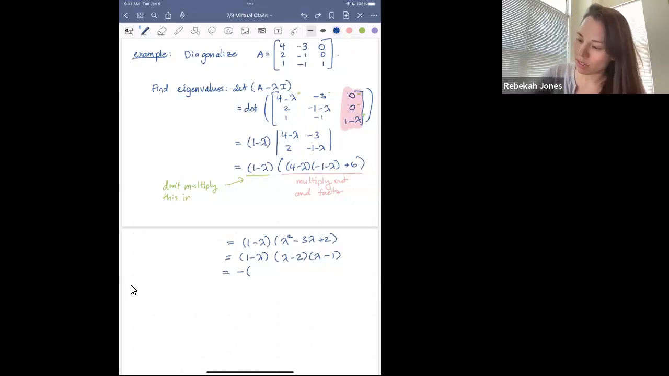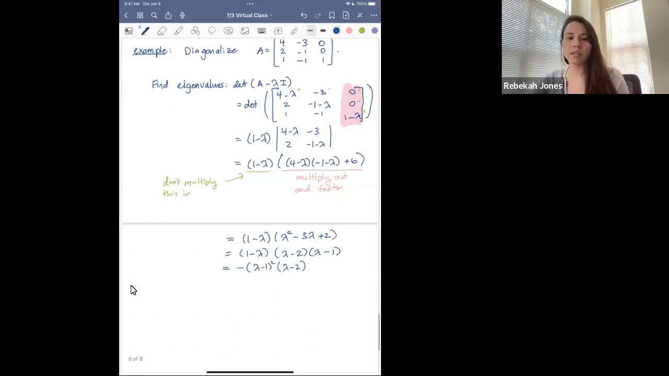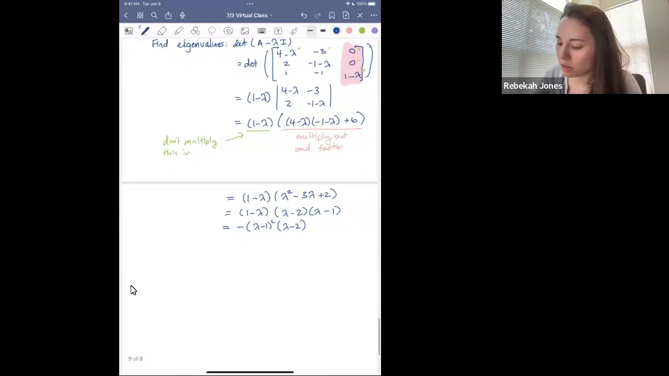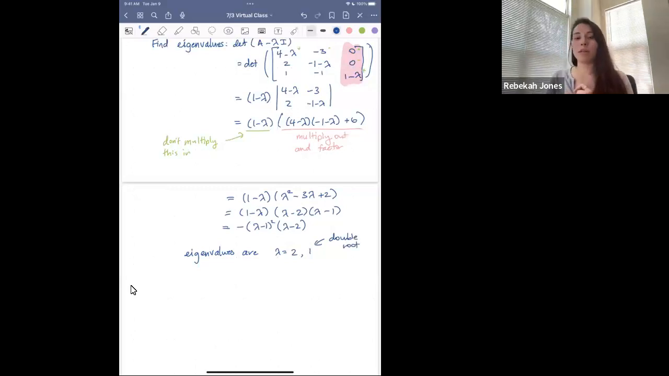So what I'll end up with is a repeated root, and then a regular root, right? So my eigenvalues are, let's put lambda equals 2 first, and then lambda equals 1. This is my double root. So algebraic multiplicity 2, right? Okay.